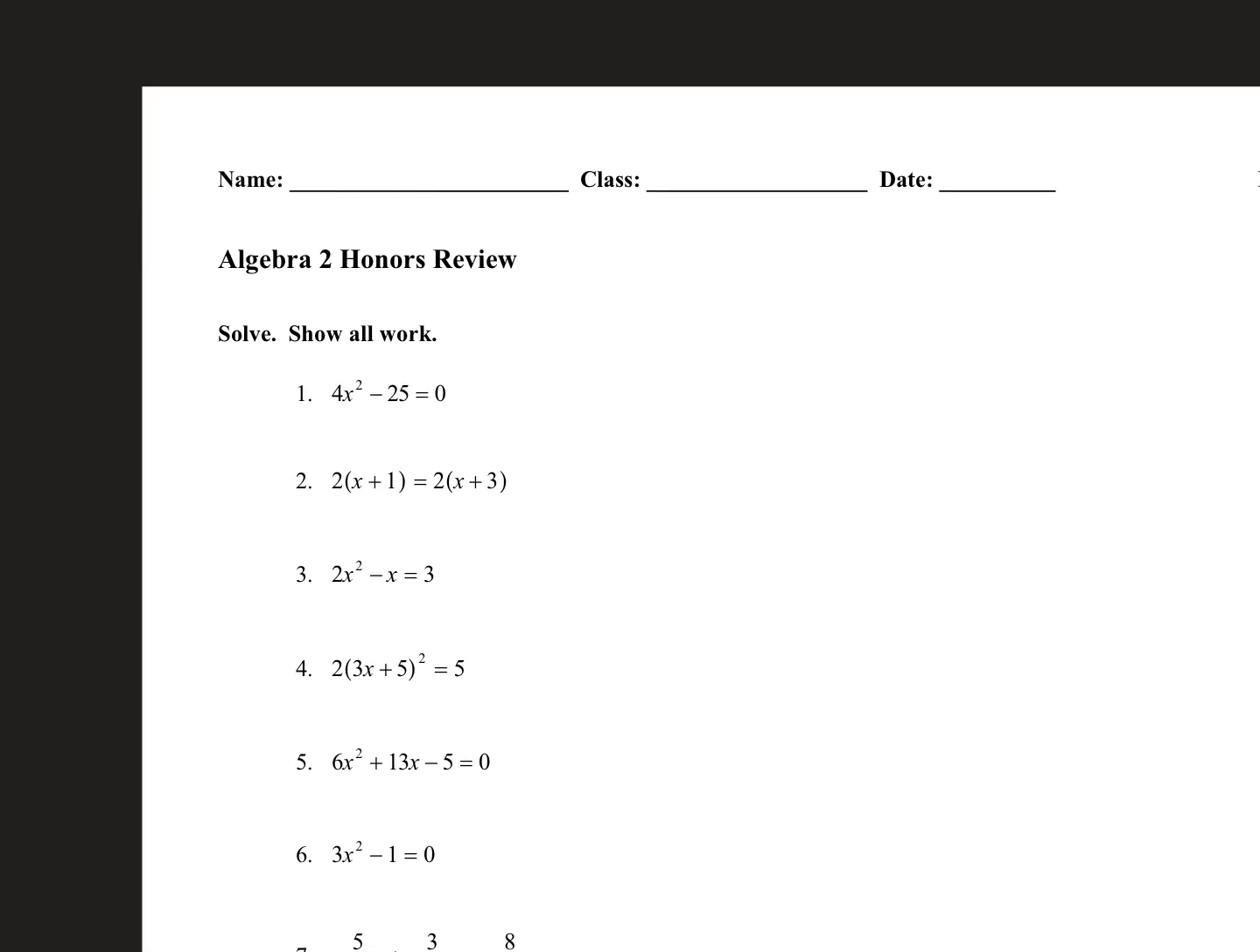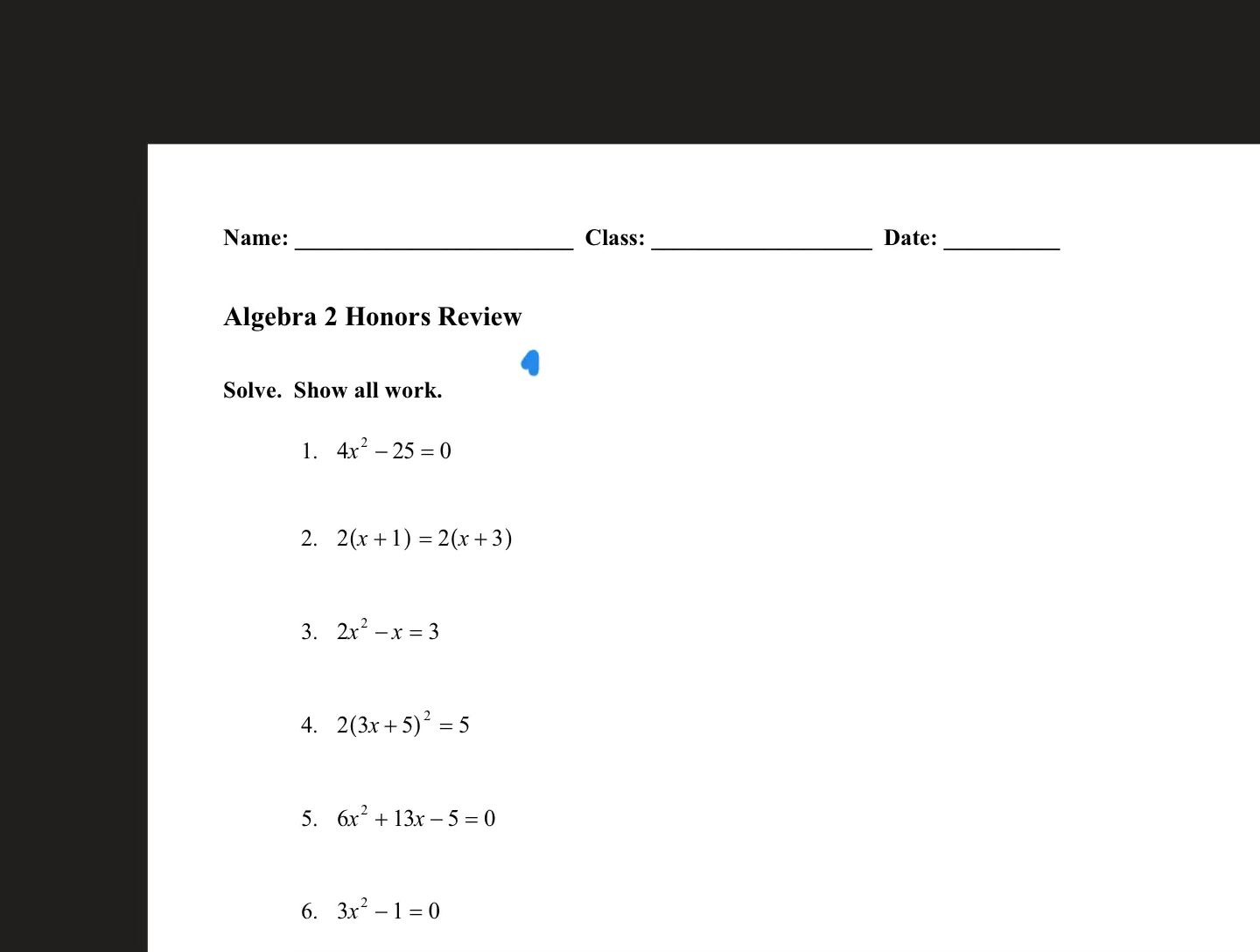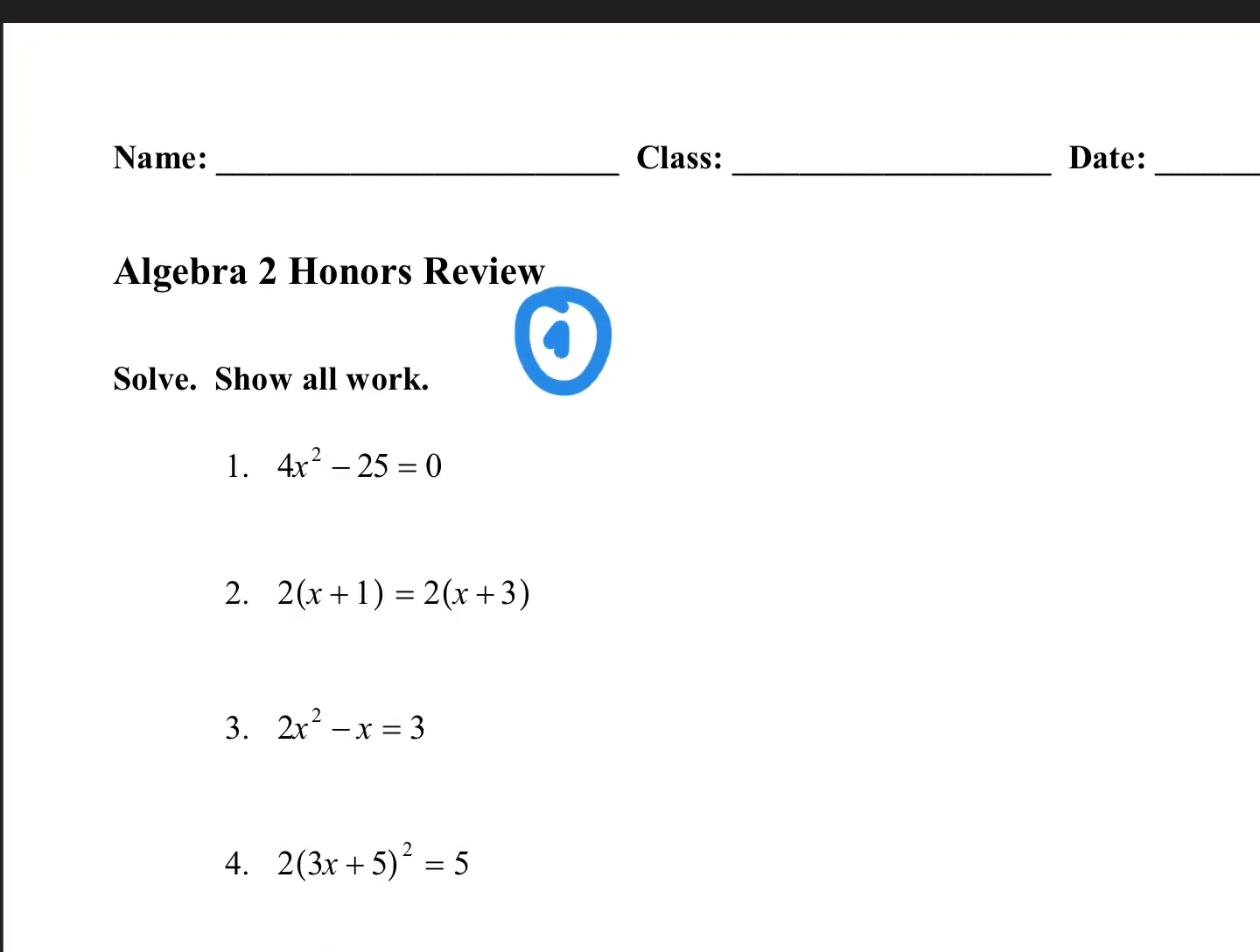Like if I look at number one, there's two things you can do here. You can, one, notice that it's a difference of perfect squares. So you can just factor 2x minus 5, 2x plus 5, and then set each parenthesis equal to 0. Or you can say, I'm going to solve by factoring.